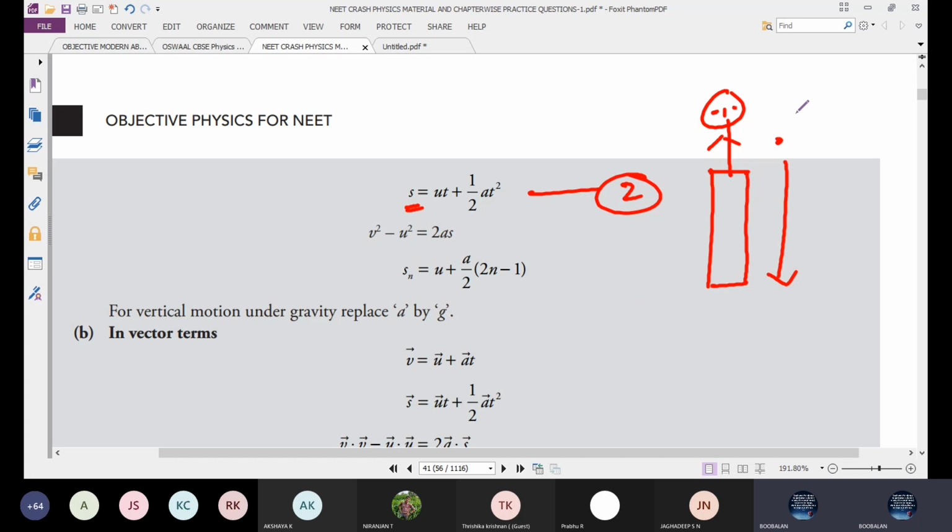Dropping means initial velocity u value is 0. It takes time t, around 10 seconds, reaching the ground. Based on this data, I can find the height. See here, u value 0. s is equal to ut, u value 0, so no need to apply. Then 1 by 2, acceleration due to gravity. What is the value? g value, small g.